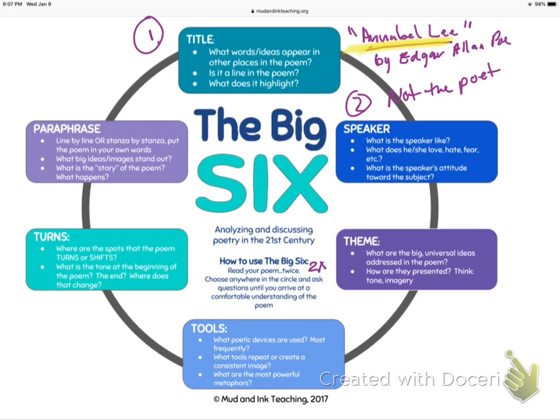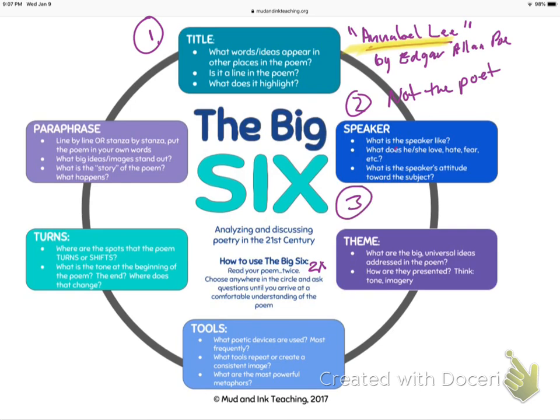We sometimes just assume he is the speaker. He may be, but we can't always assume that. So what is the speaker like? What does he or she love, hate, fear, etc.? What is the speaker's attitude toward the subject? So you go through those questions, answer them, and then just move on to three.